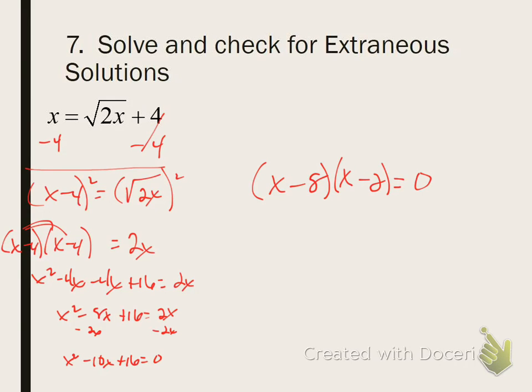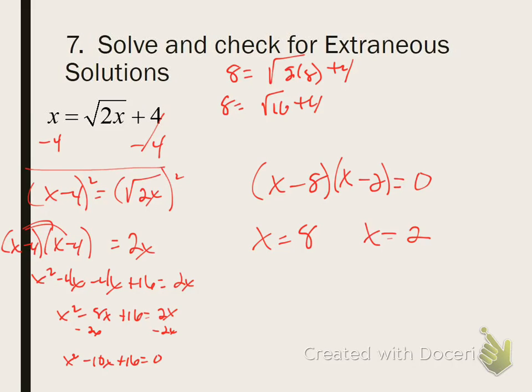The zero product property says that we're going to take those two factors and set them equal to 0 and solve for x. At this point, I hope we're able to recognize that the solutions are going to be 8 and 2. Now, there's 2 we've got to check. So you plug in 8. And you get 8 equals, 2 times 8 is 16. The square root of 16 is 4. So 8 equals 8. We're in good shape. So x equals 8 is a perfectly valid solution.